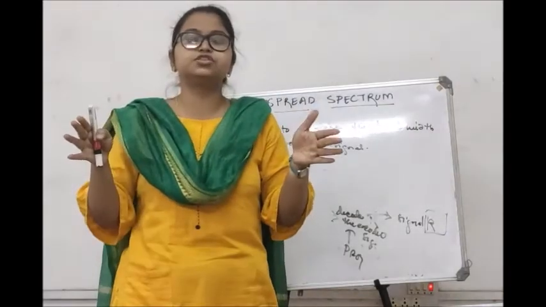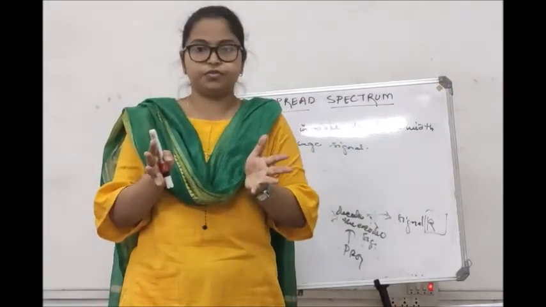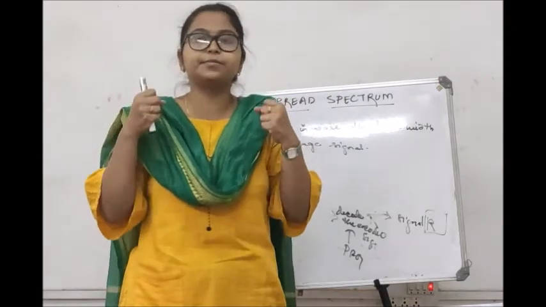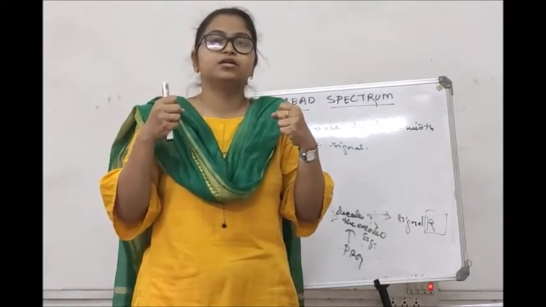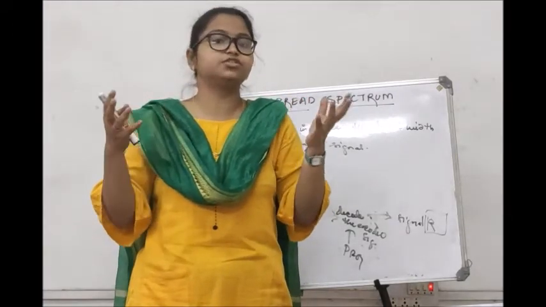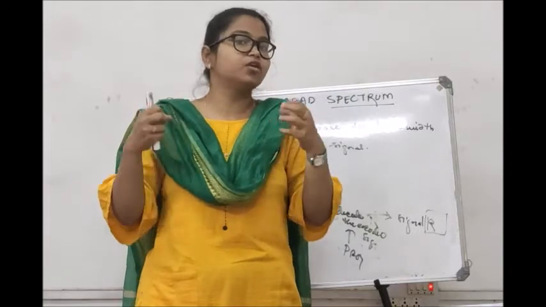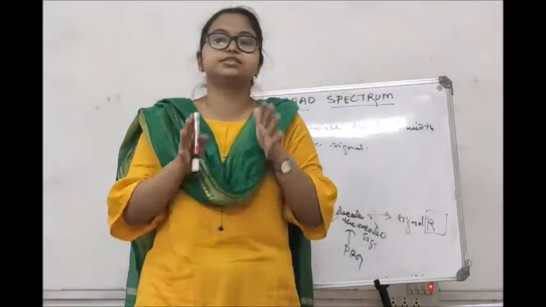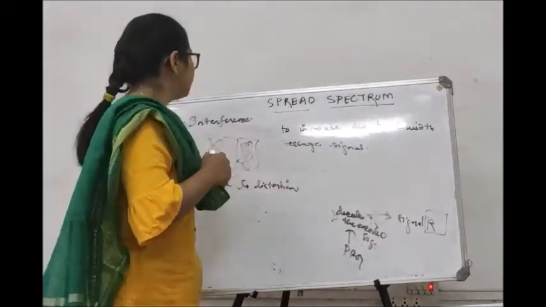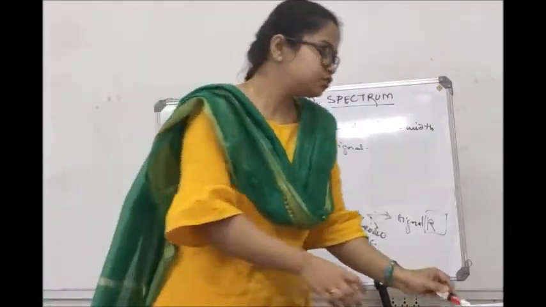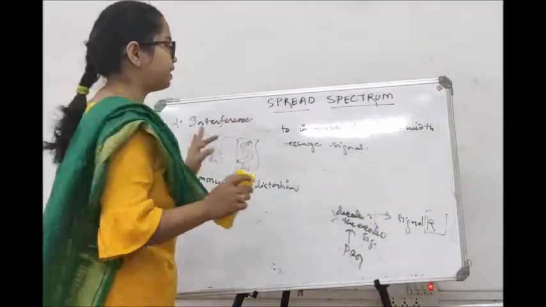Spread spectrum is used as a protective layer. So any interference will be taken by the pseudo-random generated signal, which is very random in nature. That's why it takes all the drawbacks. Nothing affects the inner bandwidth signal. So that's why it is immune to distortion. Okay, so this was about spread spectrum.